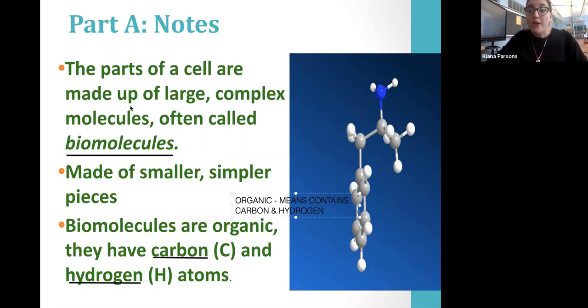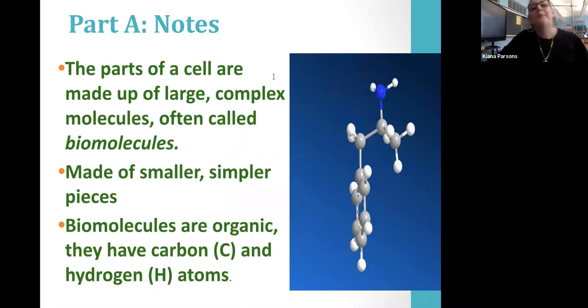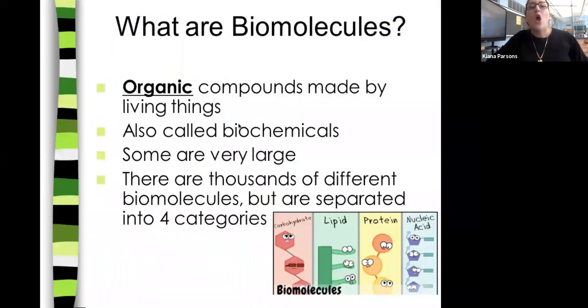And biomolecules, these large or macromolecules, are made up of smaller, simpler pieces. Like you may remember from day one, the smaller, simpler pieces of carbohydrates are called monosaccharides or single sugars. So as we go on, what are biomolecules? Again, biomolecules are organic compounds made by living things. They're also called biochemicals, and some are very large.